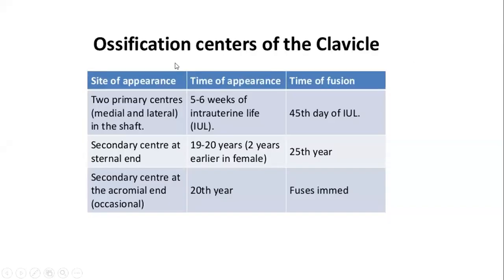Regarding ossification of the clavicle, the clavicle ossifies with the help of two primary centers and two secondary centers. The primary centers appear in the medial and lateral parts of the shaft of the clavicle at about the 5th to 6th week of intrauterine life, that is before birth, and they fuse around the 45th day of intrauterine life.